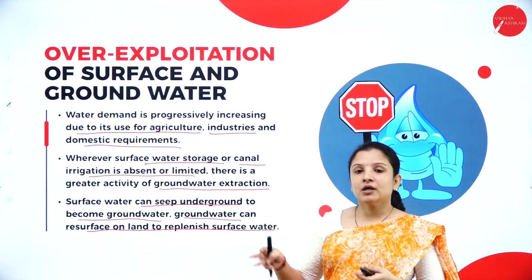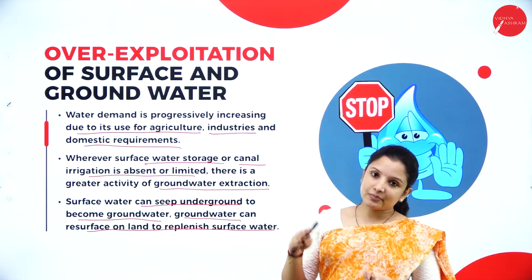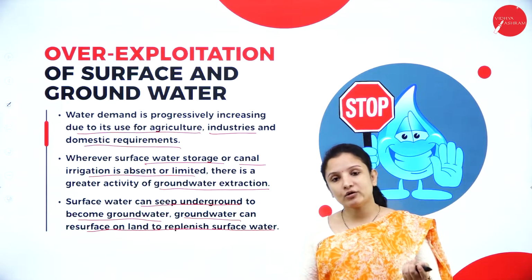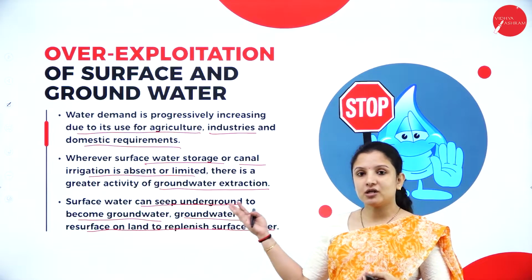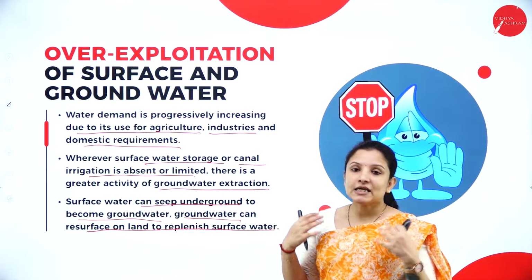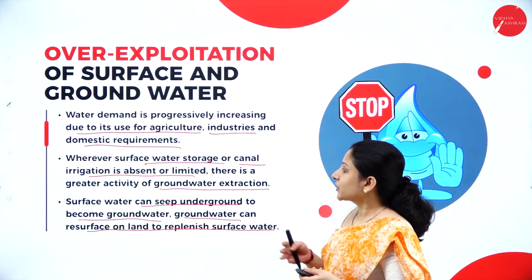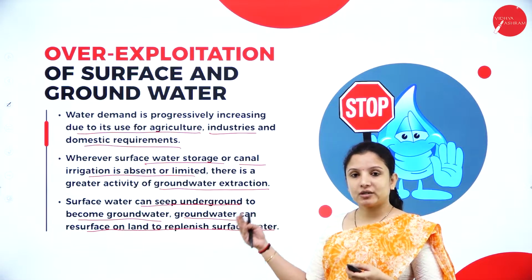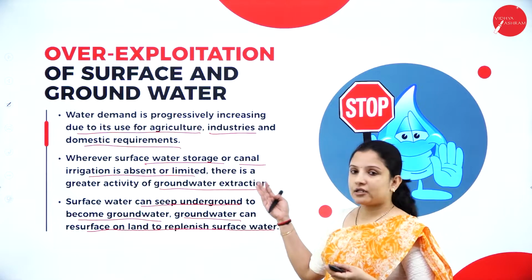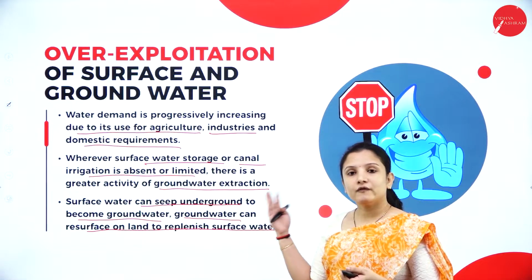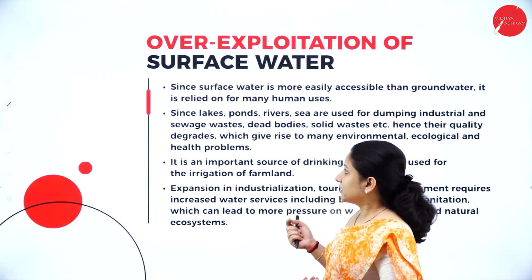So the level of groundwater also depends on the surface water. The amount of surface water can also depend on the groundwater. Both are interconnected to one another. So if any one gets reduced or depleted, it will cause a problem for the overall freshwater availability.